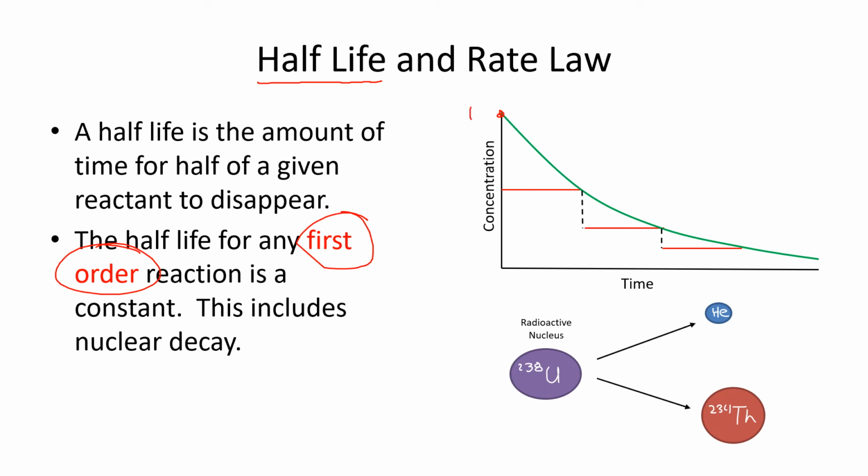So if we started with 1 mole per liter here, the amount of time to get to 0.5 would be the same as the amount of time it takes to go from 0.5 down to 0.25. And that'd be the same as the amount of time to go from 0.25 down to 0.125, right? So all of these values here, these would always be a half-life.